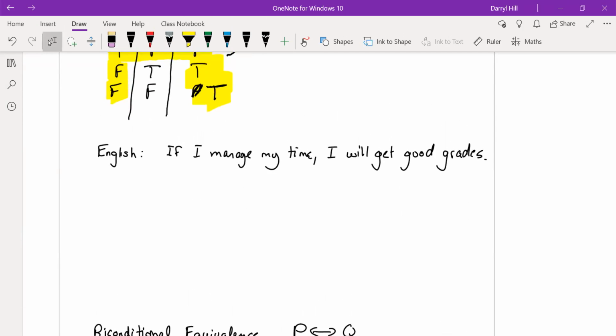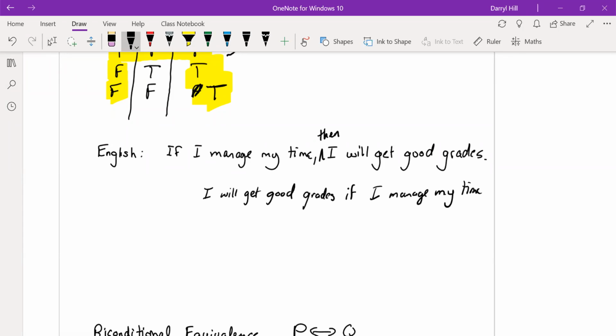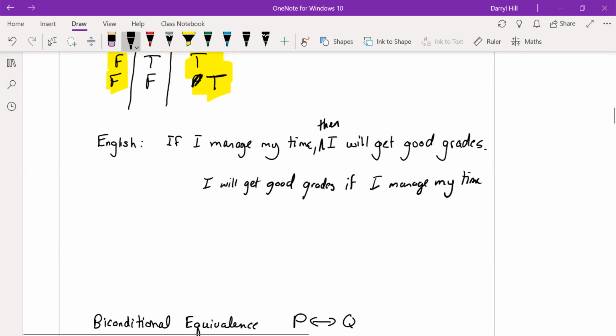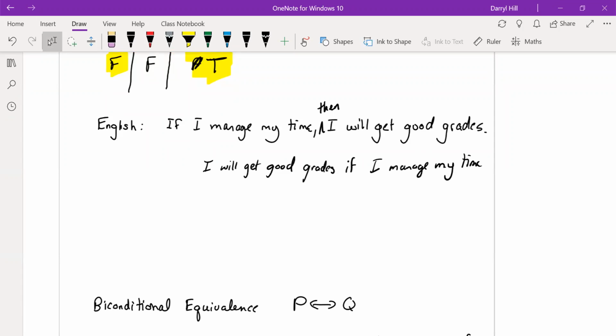All right, and there are lots of ways to translate implication into English. "If, then" is one of the more popular ones. So, "If I manage my time, then I will get good grades." And there's also, "I will get good grades if I manage my time." Right, so that's equivalent. It's just that the sentence is moved around. "I manage my time only if I get good grades." Right, that's a little bit different.